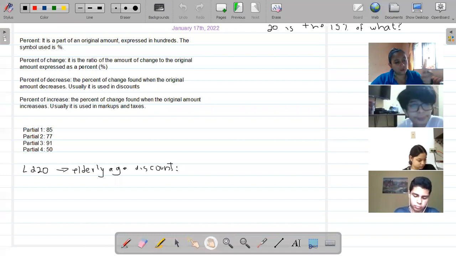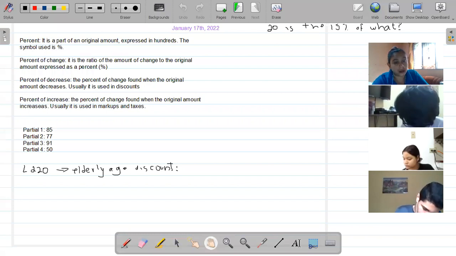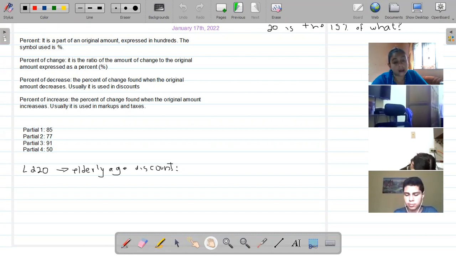Week 3, day 1. Today we're going to see a new topic that is completely related to our last topic, which was ratios and proportions. As usual, we're going to leave an empty space for the topic's name, and then we're going to place the date. Today is January 17th, 2022.